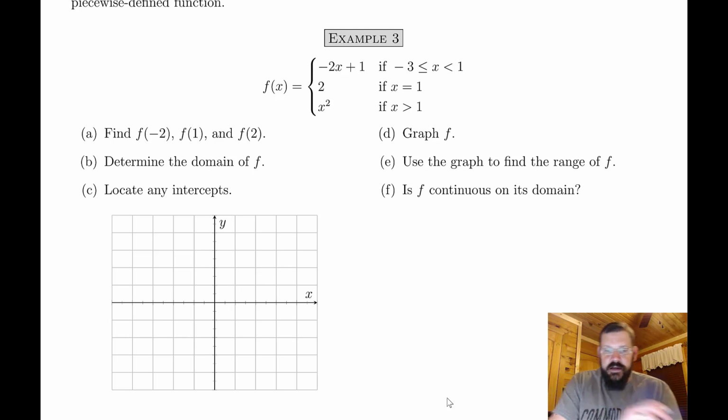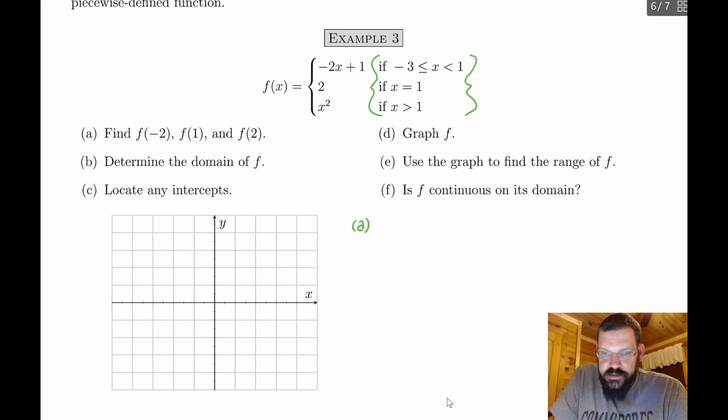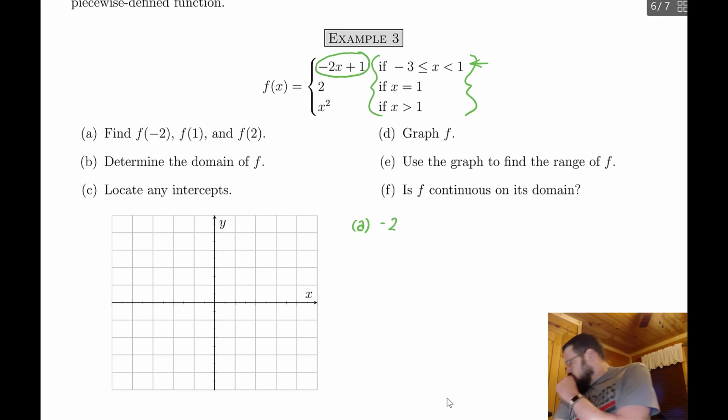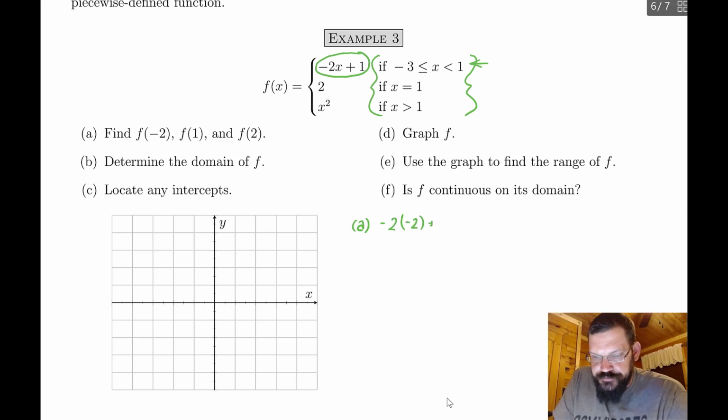The first thing we want to do is find f of -2 there in part A. That just means we evaluate the function when x is equal to -2. So if we look here at the intervals given in the function, when x is -2, it falls in this first interval. So that means we evaluate the function using this piece of the function. At -2, we put -2 in for x, and we evaluate, and we're going to get 5. So at -2, this function evaluates to 5.